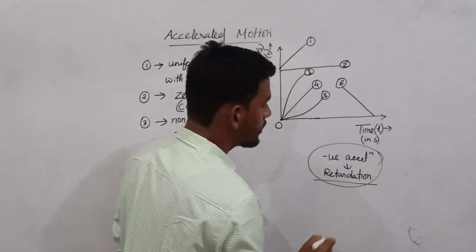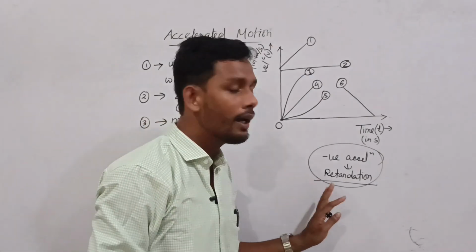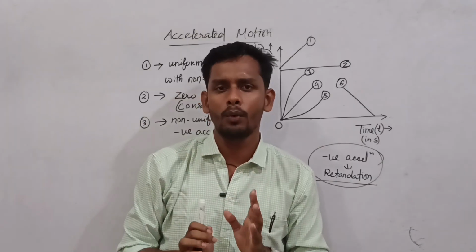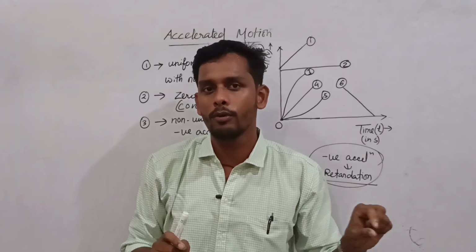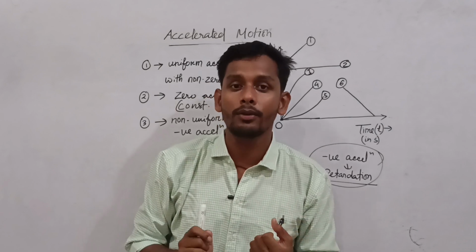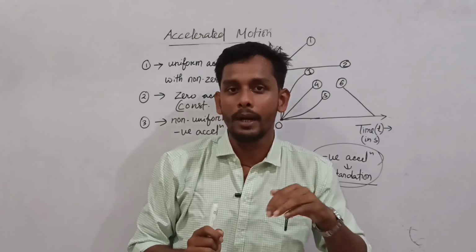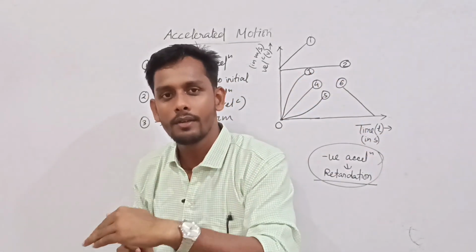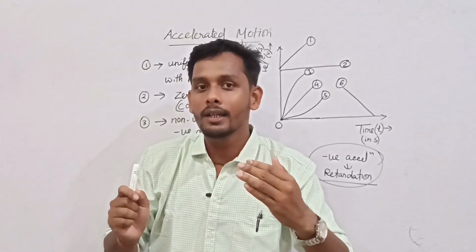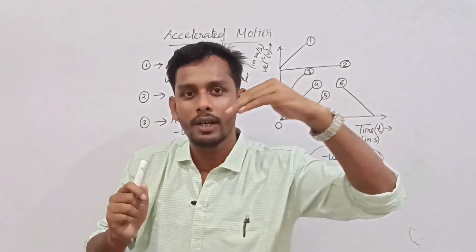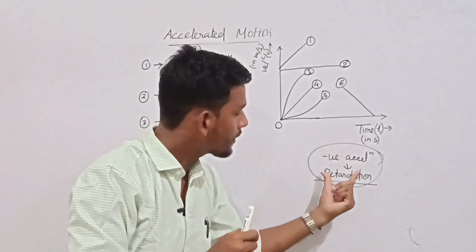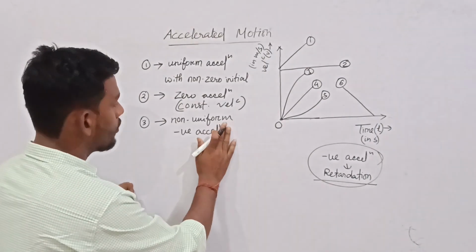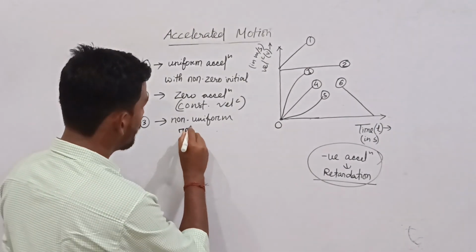What does negative acceleration mean? It means retardation. When does negative acceleration happen? Suppose a bus driver wants to stop a bus from its moving position to rest. What will the bus driver do? He will apply the brake. Then the speed decreases, the velocity is decreasing. It means that acceleration is negative. In that case only you can say it is retardation, negative acceleration. So here you can also write non-uniform retardation.